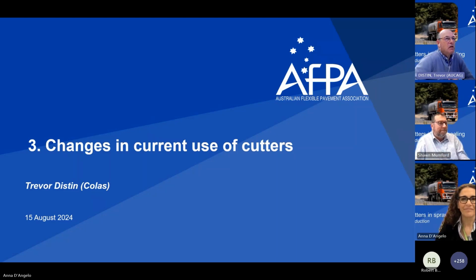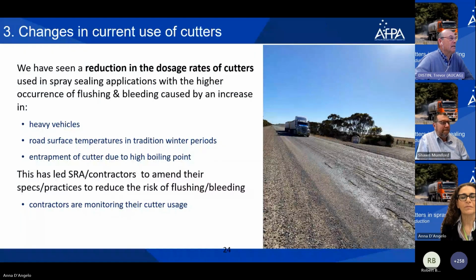This will be the last section of our formal presentation. I'll be looking and reflecting on the changes that we've seen in cutter practice over recent years in my presentation, which will basically expand on what has previously been discussed.